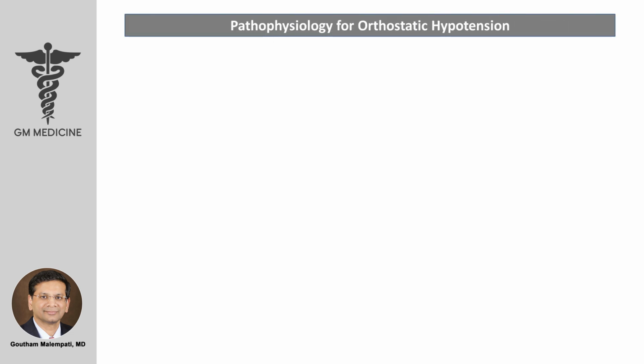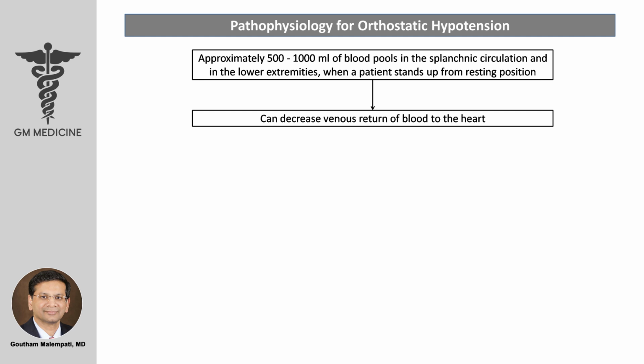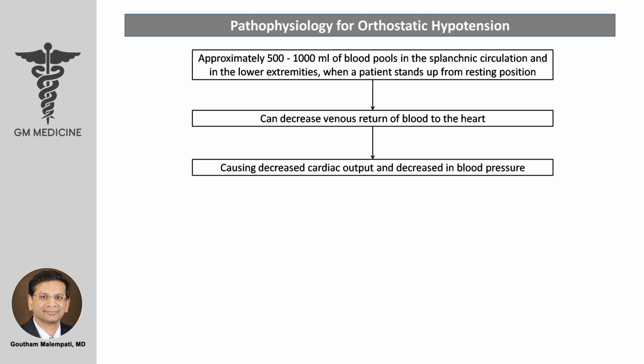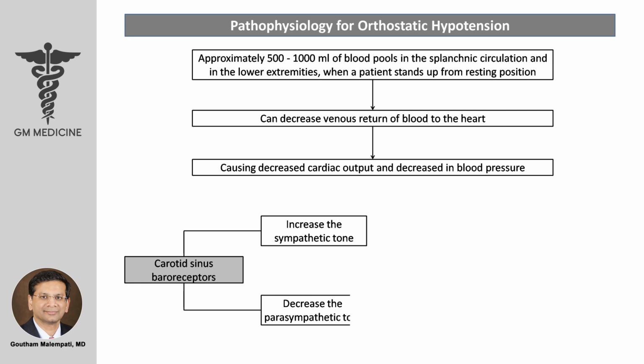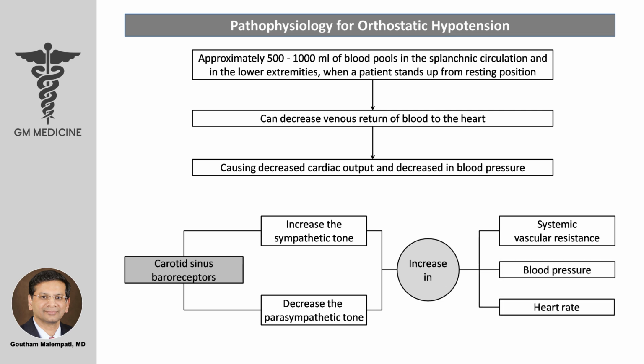Pathophysiology of orthostatic hypotension. Approximately 500 to 1000 ml of blood pools in the splanchnic circulation and in the lower extremities when a patient stands up from a resting position. This in turn can decrease venous return of blood to the heart, causing decreased cardiac output and decreased blood pressure. As a result, carotid sinus baroreceptors increase the sympathetic tone and decrease the parasympathetic tone, which in turn leads to an increase in systemic vascular resistance, blood pressure and heart rate.